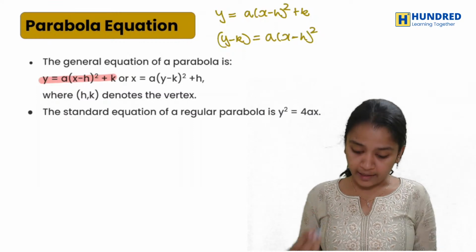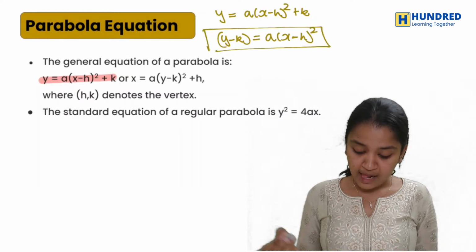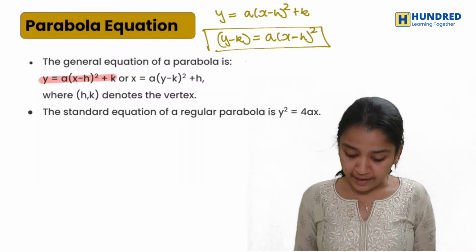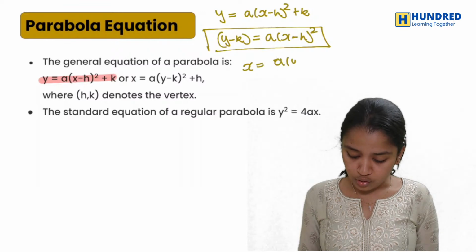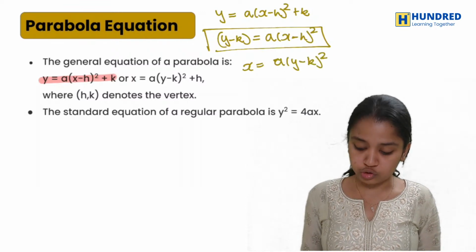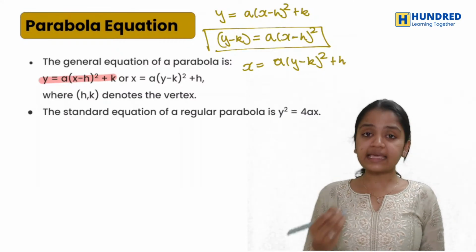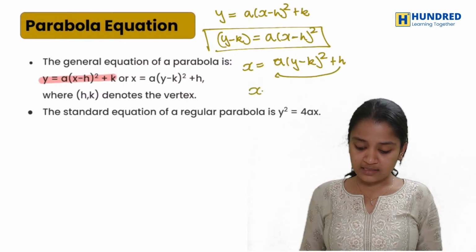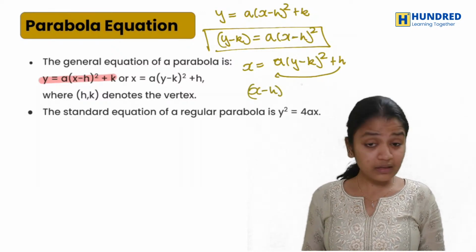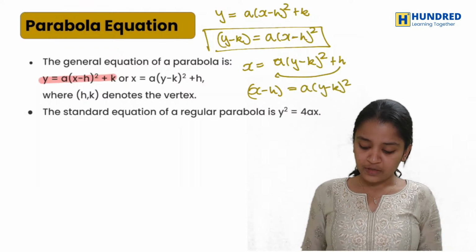Otherwise, this is the general equation. Otherwise, you can write it in terms of x also. x is equal to a into (y minus k) the whole square plus h, right? So how can I rewrite it? I can rewrite it by taking my h to the other side. So x minus h is equal to a into (y minus k) the whole square.